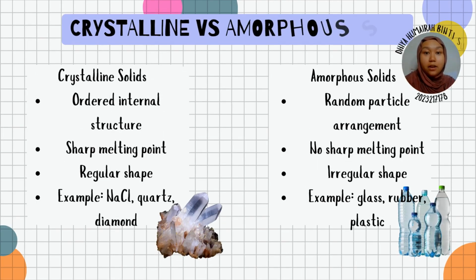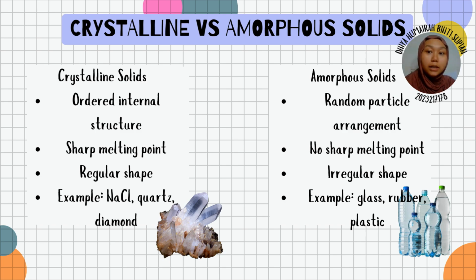Crystalline solids have an ordered internal structure. Their particles follow a repeating pattern which gives them sharp melting points and a regular shape. Classic examples include sodium chloride, quartz, and diamond. These materials are structured down to their core.